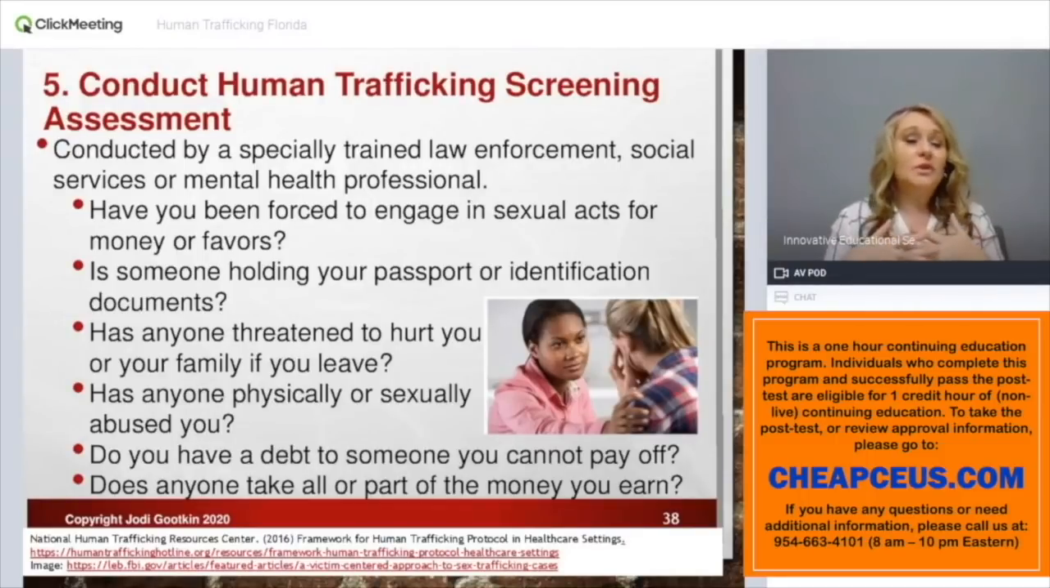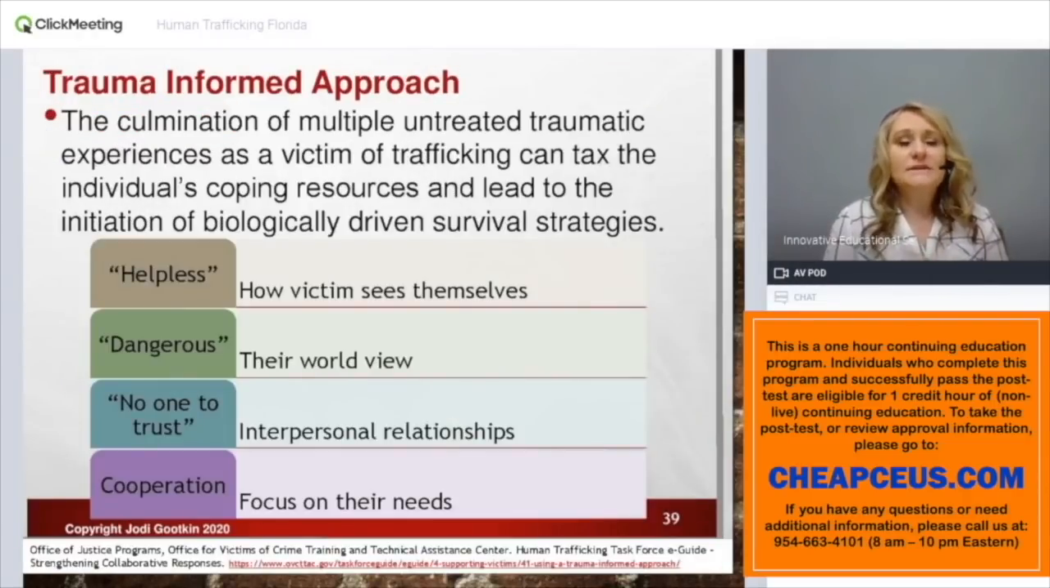It's not necessarily our place as a healthcare provider to ask these questions, and this is where it's important to know your facility policy also. If they have someone appointed, that would be the individual to take that next step of getting more information and conducting the specific screening.